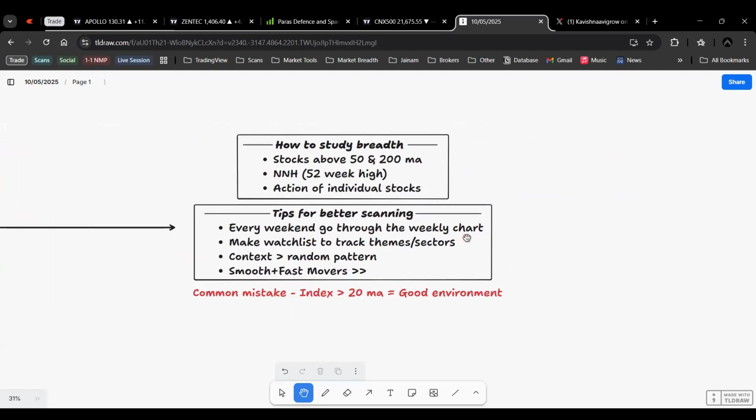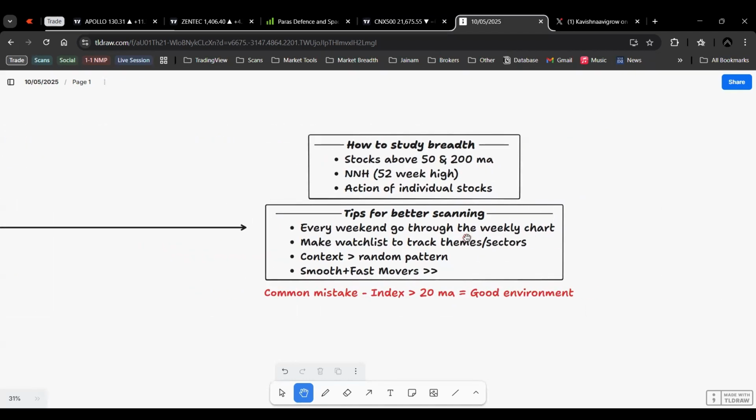So what most people do is, this is a common mistake. उनको लगता है that if the index is above its 20 moving average, it's a good environment. See, this is a hindsight bias. अगर आप जाके देखोगे, you'll see that index is above its 10 or 20 day whenever we have a good run. But you have to study individual stocks. अगर आप individual stocks को neglect कर दोगे, then the whole plan, the whole structure goes for a toss.